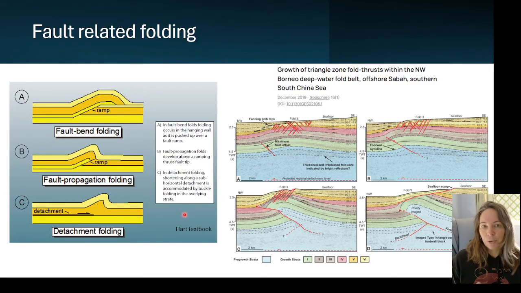This is an example from offshore Borneo, where we can see the relationship between the folding and some of the faults that were picked in this deepwater fold belt. You can also notice the growth of the triangle zone that the fold thrust creates. Very characteristic geometries. One of the things you'll notice here, and it's not a great example for what I want to show you, is that oftentimes around these folds, it can be very poorly imaged.